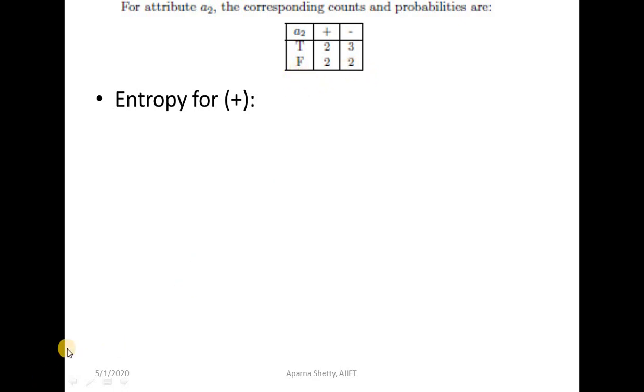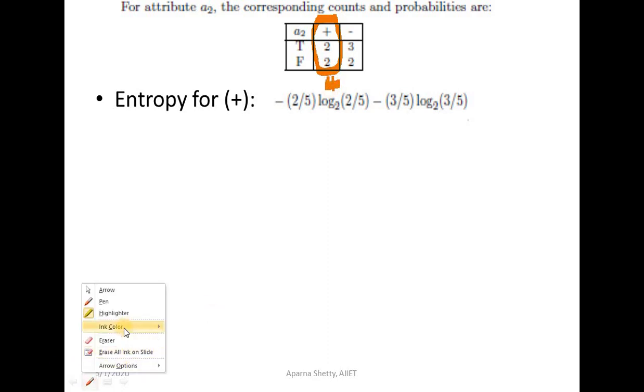Now first let us calculate the entropy for the positive class. That is this, correct? This is the entropy for the positive class. What is the total number of records that belong to class plus? It is 4, correct? The total number of records that belong to class minus is 5. So first we will calculate the entropy for plus.